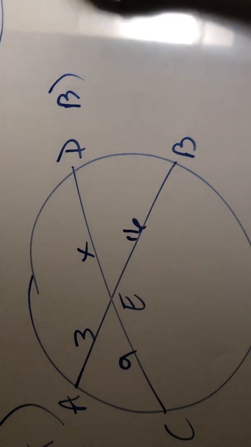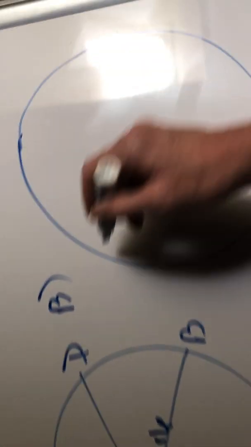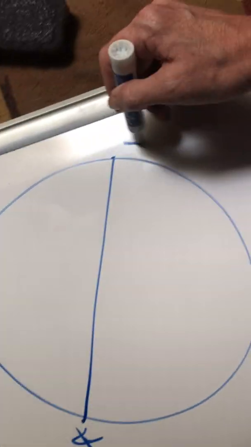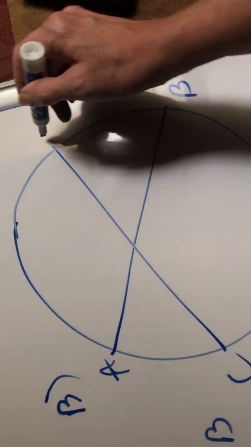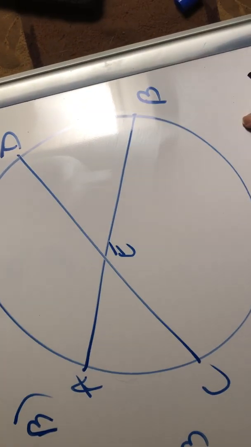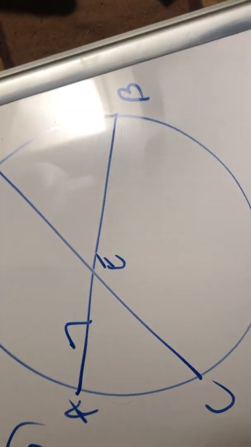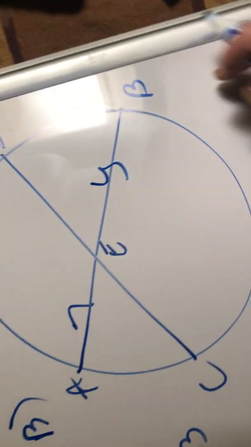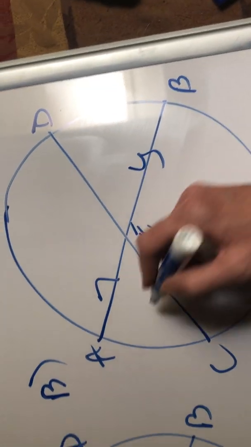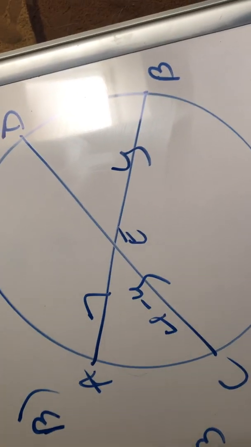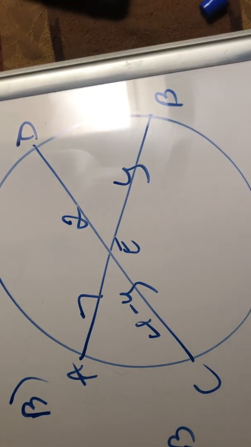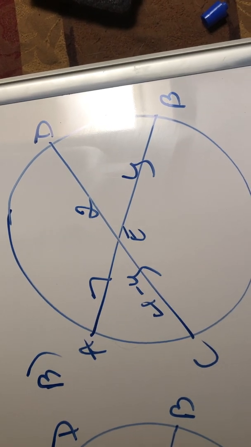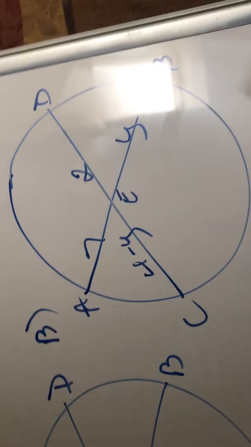Now we're using the same circle G with AB and CD intersecting at E, but then they change it. AE is 7, BE is Y, CE is 4 minus Y, and DE is 2. So that's the way that sets up. You can finish it from there. C is set up for you, so I'm not going to talk about C. I do want to make sure that it's set up for you.